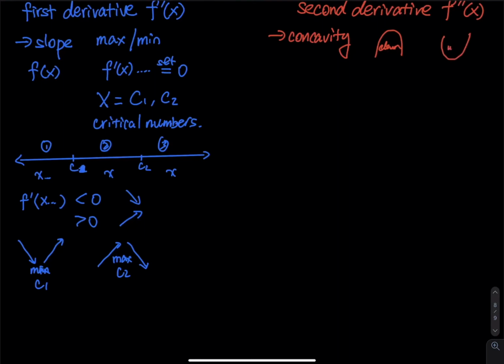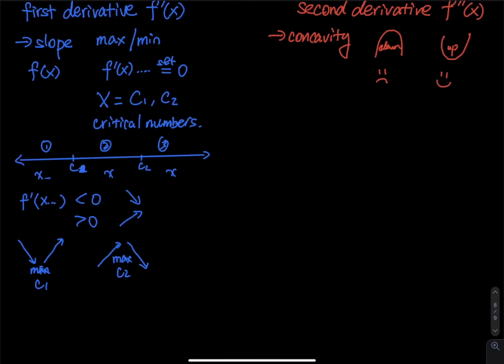So concave down is a parabola that is facing down. Concave up is a parabola like a bowl that is facing up. Another way to picture concave down and concave up is that concave down is a sad face, and concave up is a happy face. All right.